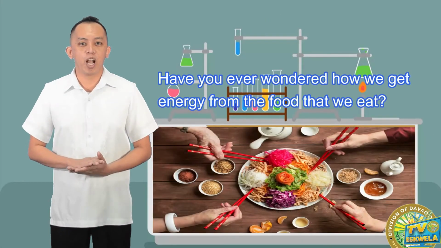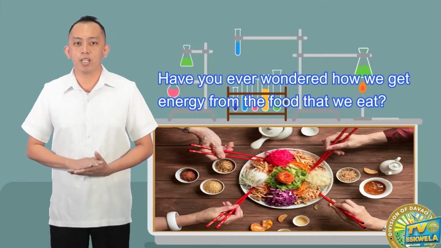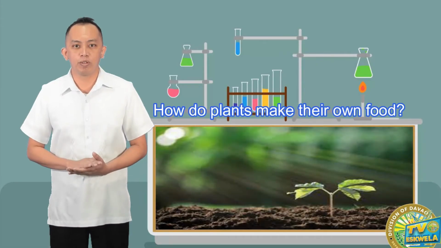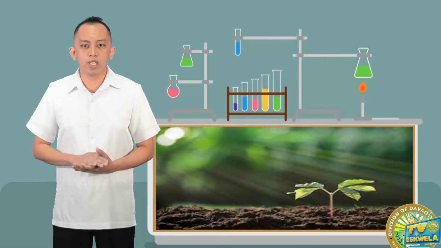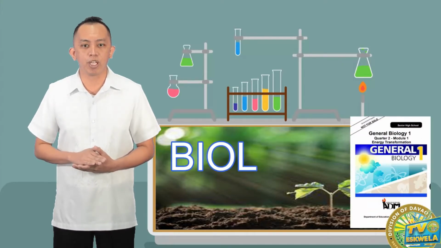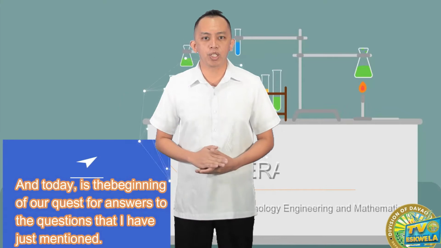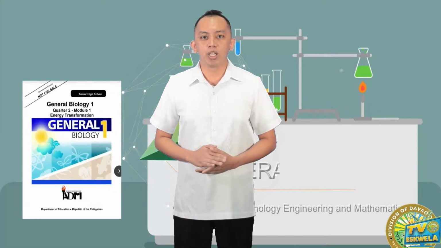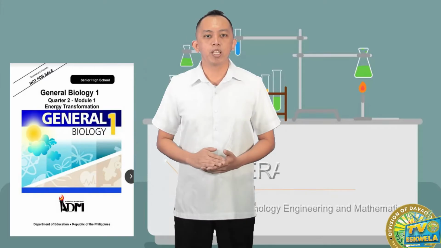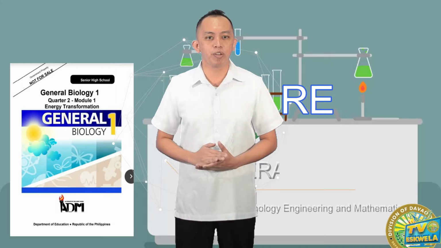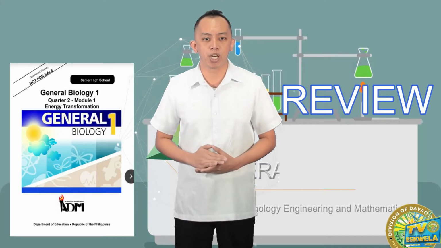Have you ever wondered how we get energy from the food that we eat? Or how do plants make their own food? All of this can be completely answered after finishing all the topics in the second quarter of General Biology 1. And today is the beginning of our quest for answers to the questions that I've just mentioned. We will learn the first important concept that will take us through the second quarter. But first, let us have a quick review on the topics that we have previously learned.